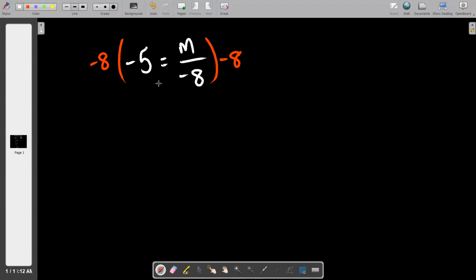Housekeeping part of the problem, which again, for those of you who hate this kind of stuff, just ride it out with me here for a little while. And then before Halloween, I'll probably have it to the point where, hey, yeah, just do it in your head. All good. So parentheses, multiply off to the side, cancel out your -8s, drop down your variable, drop down your equals, and then do the math. What is -8 times -5? Perfect.